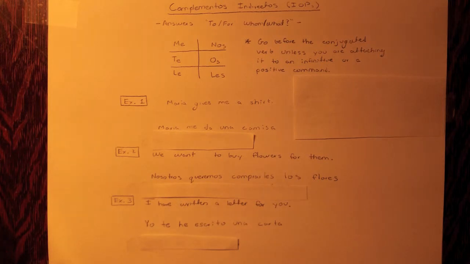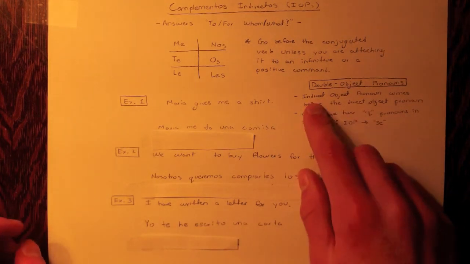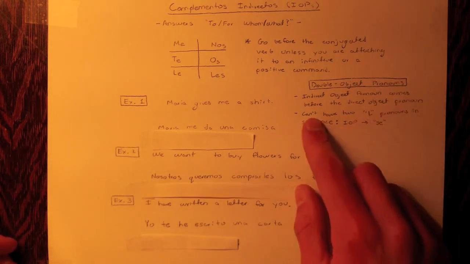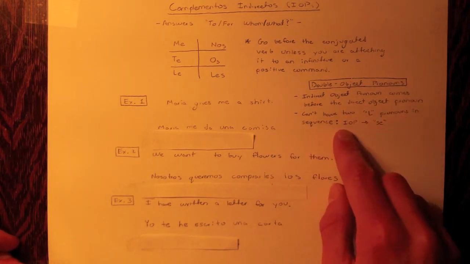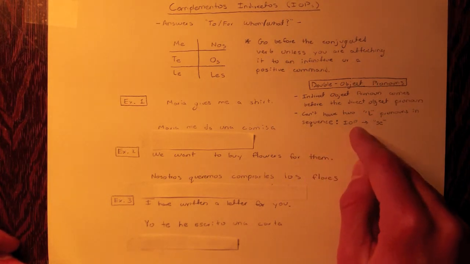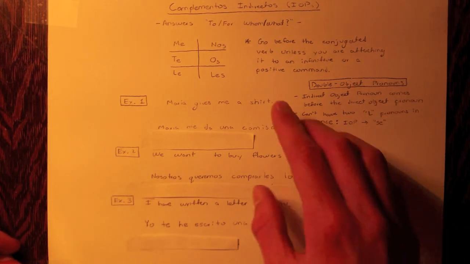We can also combine direct object pronouns and indirect object pronouns in the same sentence to get double object pronouns. The indirect object pronoun always comes before the direct object pronoun, and you cannot have two L pronouns in sequence. So for instance, you cannot have le and las together. The indirect object pronoun always turns into se, so that turns into se las.